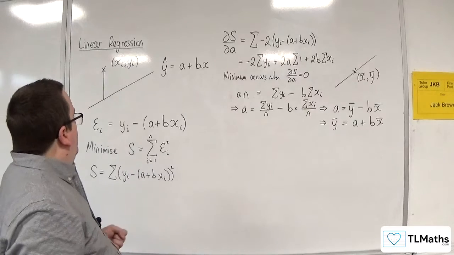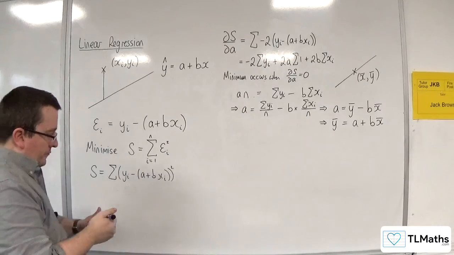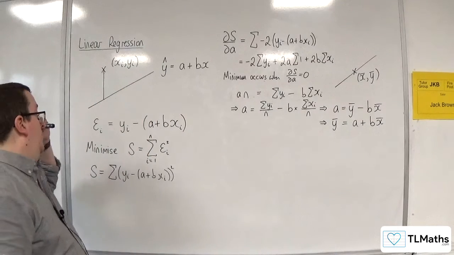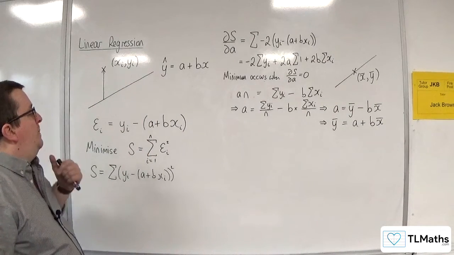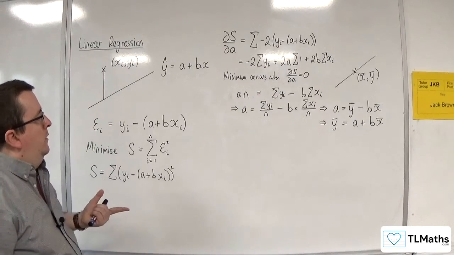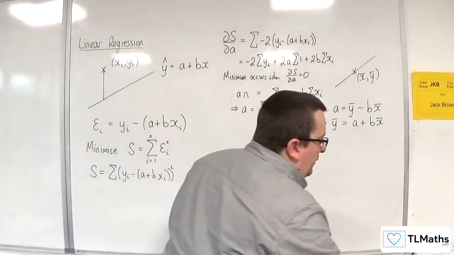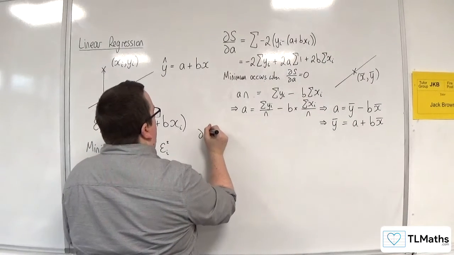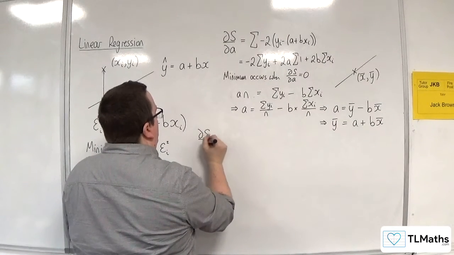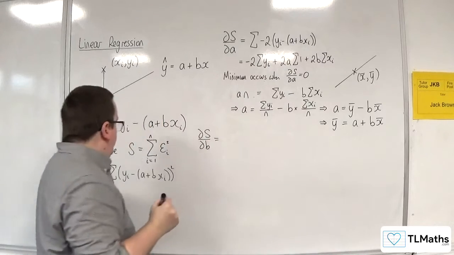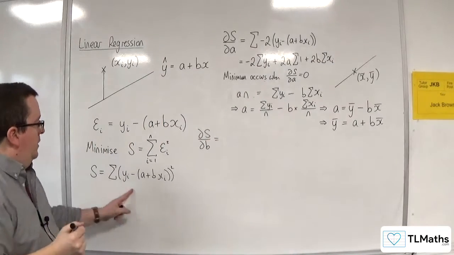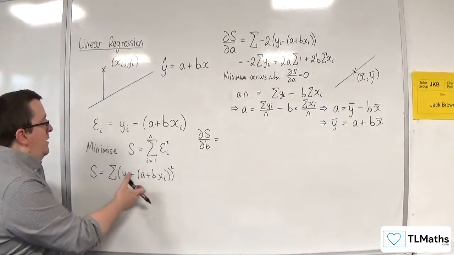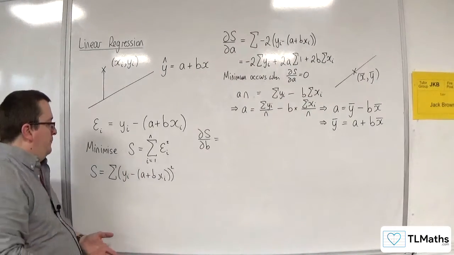Right, so now that we've got that, the next thing is I now need to differentiate S with respect to b. So I'm hoping, fingers crossed, I've got enough space for this. Let's see, shall we? So dS by db. I'm now going to differentiate this with respect to b. So b is now the variable. All the other things, yi, a, and the xi, these are all constants.